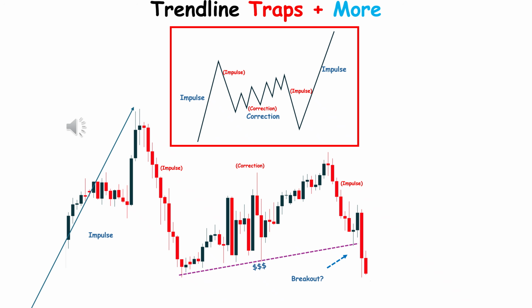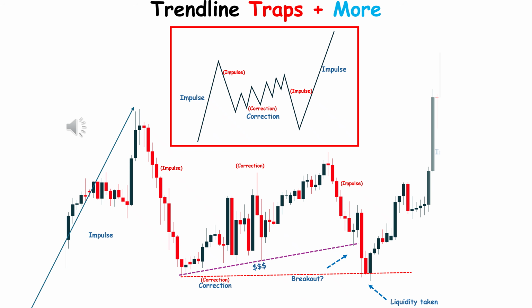So yes, it looks like a breakout, but is it really? Not quite. Because suddenly, price sweeps the previous low, grabs the liquidity sitting below it, and then reverses hard to the upside. That's the trap. And this is the structure you need to recognize. Impulse, correction, liquidity sweep, new impulse. Even inside internal price action, you'll always see these patterns. So in simple terms, price manipulated the trend line, completed the correction, and continued with the trend.